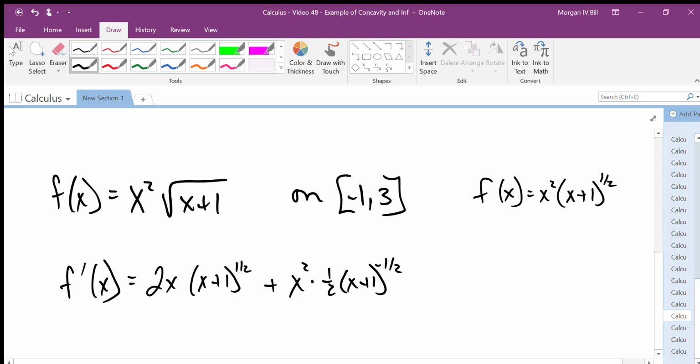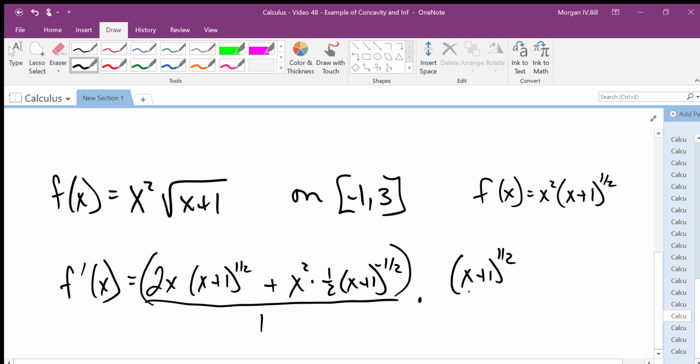And we said if we ever have one of these exponents where it's like a negative exponent, we often, more times than not, want to multiply top and bottom by the positive version of that exponent. So we're going to write this over 1, and we're going to multiply this whole thing by x plus 1 to the positive 1/2 over x plus 1 to the positive 1/2, distributing that here and here.